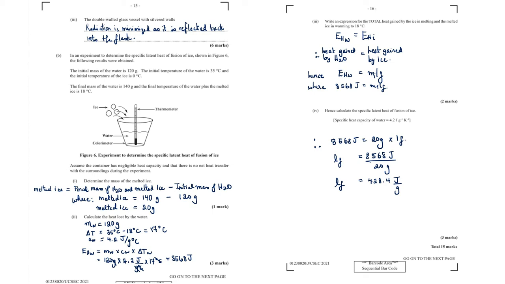And so we know that heat lost by water is equal to heat gained by ice, right? And so that would be 8,568 joules. Now it says, hence, calculate the specific latent heat of fusion of ice. So we could relate the heat that the ice gained to mass times latent heat of fusion, and then we just transpose and we get 428.4 joules per gram.